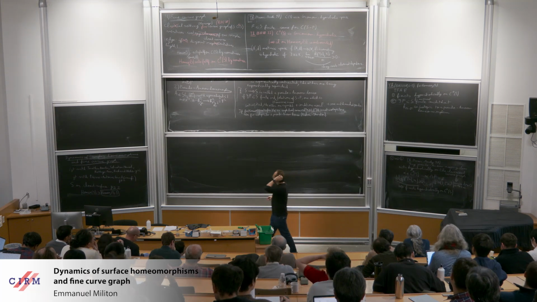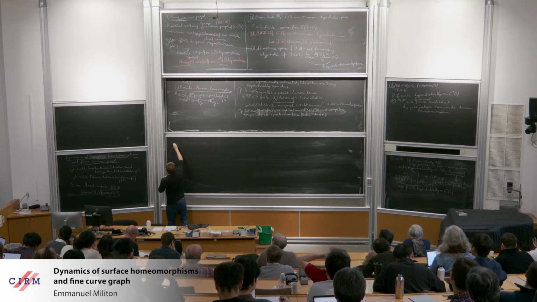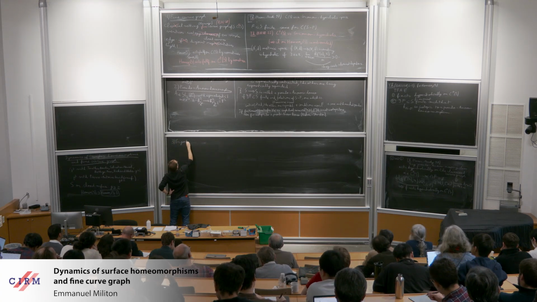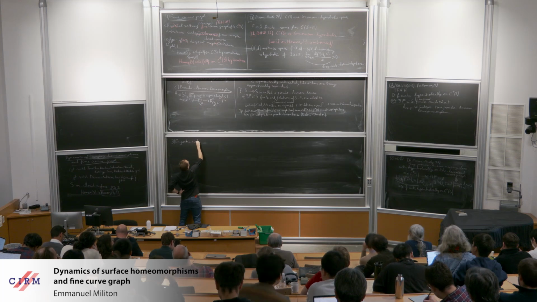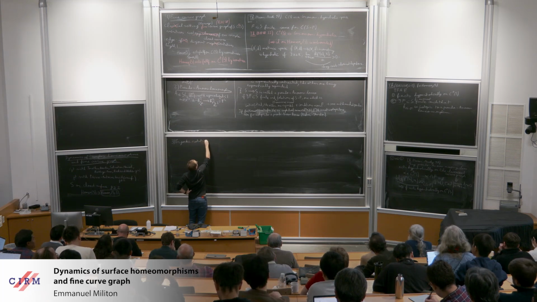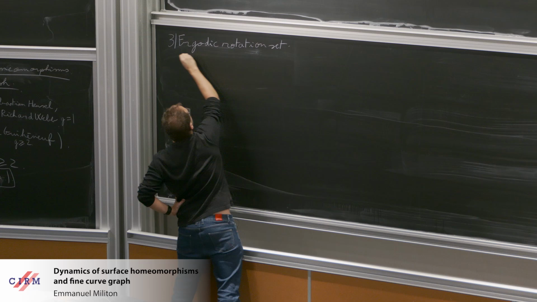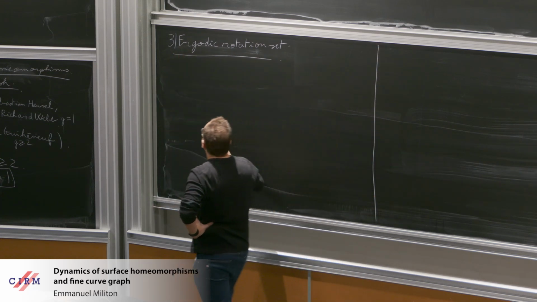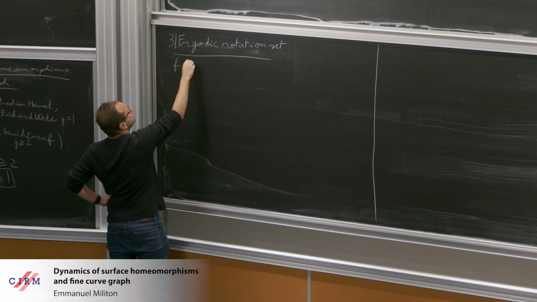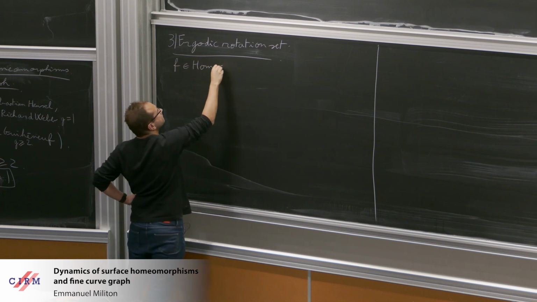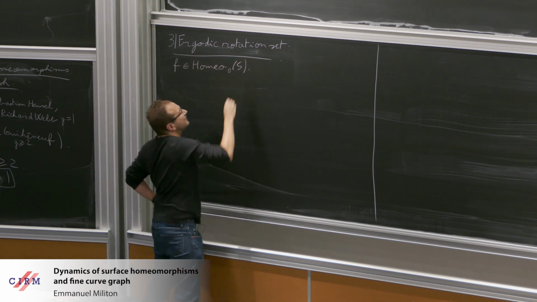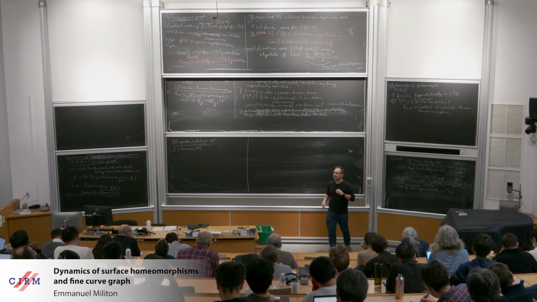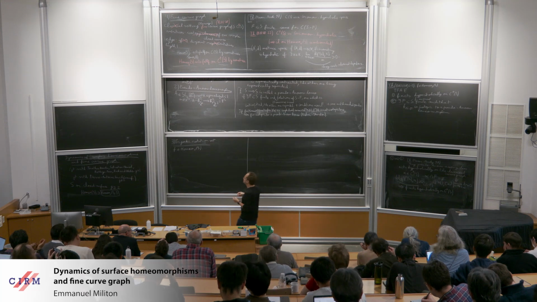Okay, so what is this ergodic rotation set? This is a quantity which is defined only for homeomorphisms isotopic to the identity. As F is isotopic to the identity, I can pick an isotopy between F and the identity.